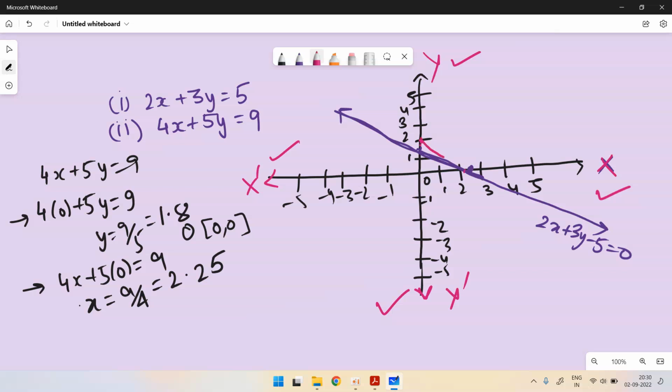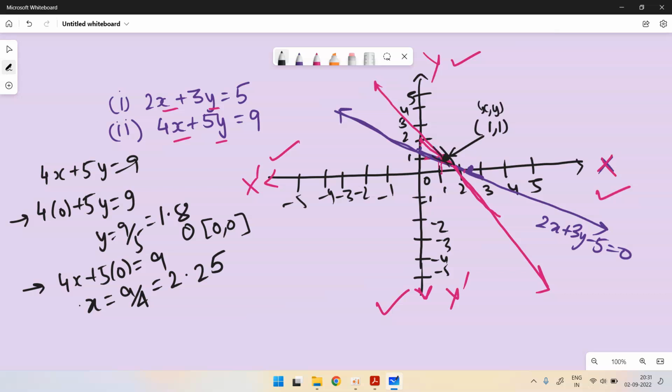It will be something like this, and it will intersect at some point. What is this point? It is the solution of these two equations, which satisfies both equations. If you see this point on a graph, you can clearly see that it is nothing but (1, 1). That is, the value of x is 1 and the value of y is 1. This is the point of intersection.